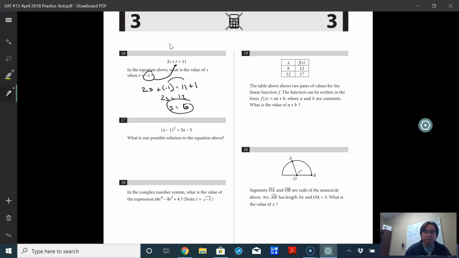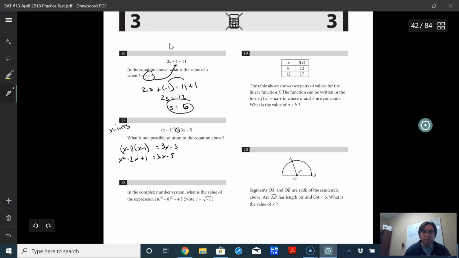Here, again, what is one possible solution to the equation above? We see that we have an x squared variety being given to us. Remember, when we see this equal sign in the quadratic, we're solving for our x-intercepts. So let's expand this one here, x minus 1 squared. That's going to be x minus 1 times x minus 1 equals 3x minus 5. So let's finish this side of the equation. This is going to be x squared minus 2x plus 1 equals 3x minus 5.